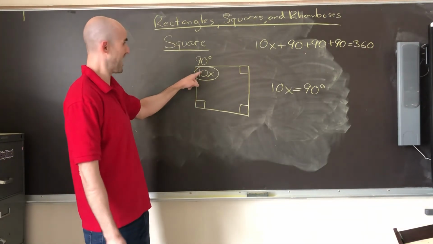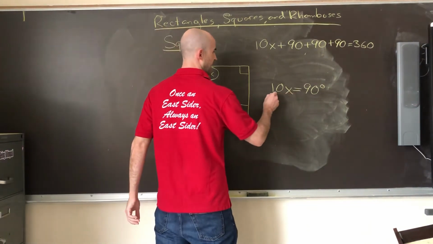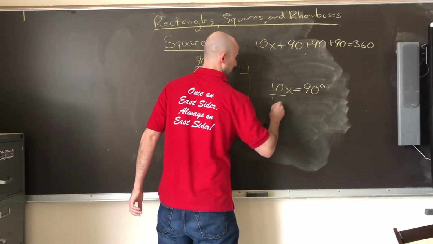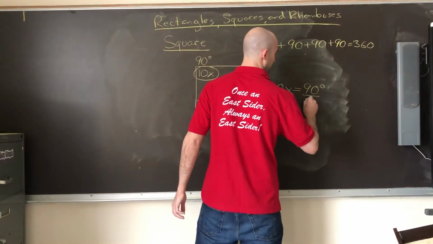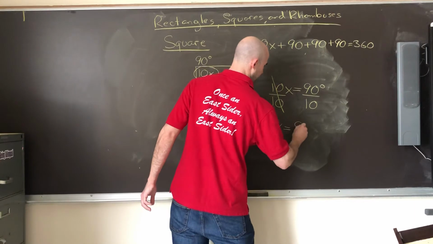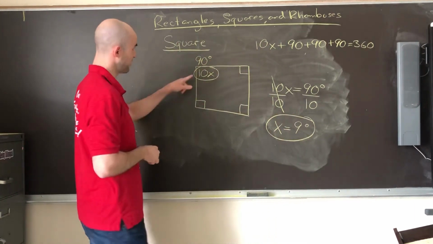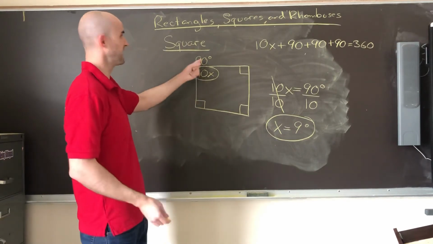So we know that 10x equals 90. And now in order to solve for x, get rid of the 10. Opposite of multiplication is division. Divide that by 10. Divide this by 10. X equals 9. And it would just be that. Because now if we wanted to substitute it, 10 times 9 gives us our 90.